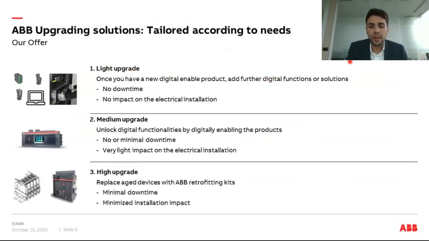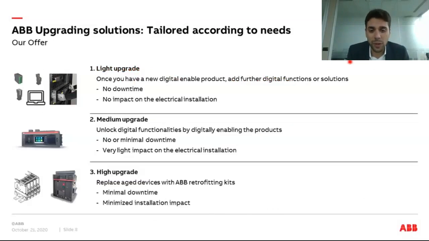So we can divide the ABB solutions into 3 main categories. First one is light upgrades. Those are intended for the new installation where you already have a digitally enabled product, so you can upgrade your installation with no downtime and no impact to the installation itself.